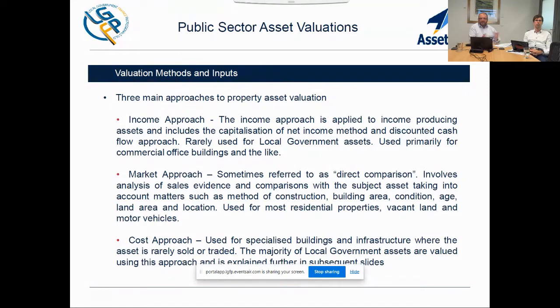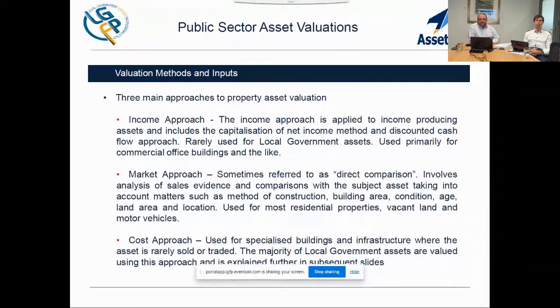Typically in the private sector space, we'll see plenty of sales of houses, industrial units, shops, but we don't get to see many parks transacted, or open space transactions, or community assets transactions. So to value those assets, we have to go through a series of adjustments to provide a fair value. If there is no market evidence available, we'll use the cost approach to value building assets. We don't use the cost approach for land, of course.